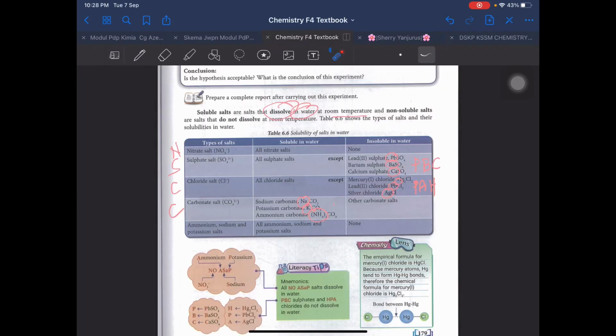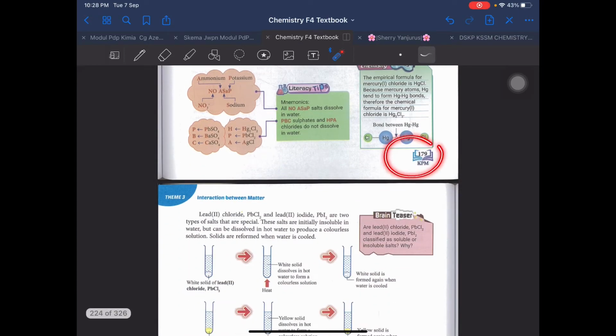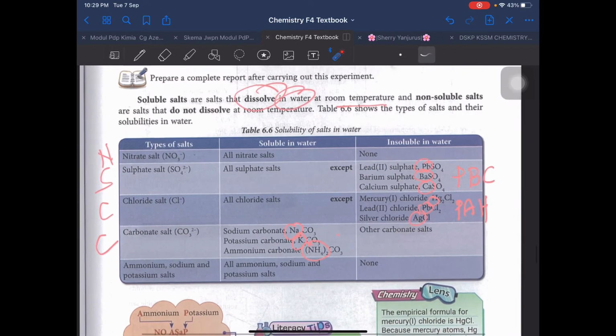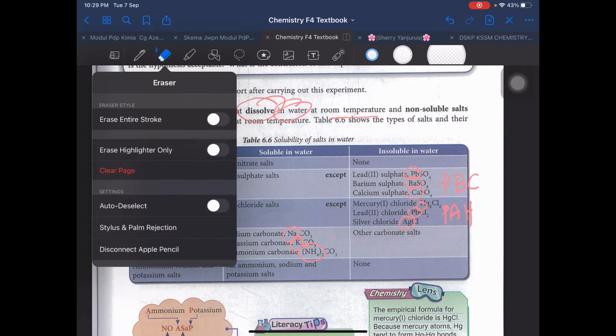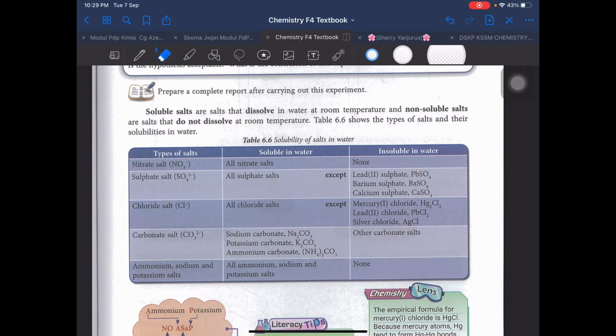Okay, let us go to your textbook. This is on page 179 in your Form 4 textbook. Look at this table over here. This table is the solubility of salts in water. That's the topic of the table. Solubility of salt. Keterlarutan garam di dalam air. Soluble salts are salts that dissolve in water at room temperature, and insoluble salts are salts that do not dissolve at room temperature. Satu soluble, larut, satu lagi insoluble, tak larut, dalam air, pada suhu bilik.